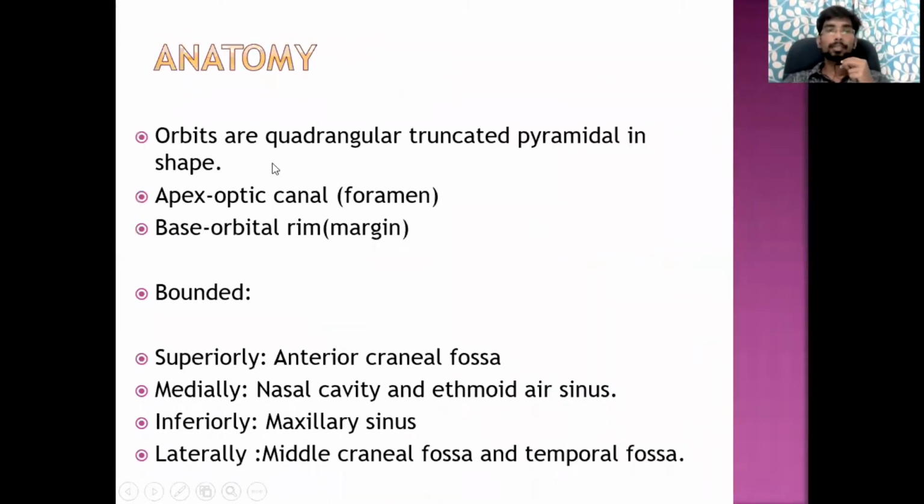Each orbit is quadrangular truncated pyramidal in shape with its apex located at the optic canal and base at the orbital rim. Boundaries are superiorly anterior cranial fossa, inferiorly maxillary sinus, medially nasal cavity and ethmoid sinus, laterally middle cranial fossa and temporal fossa.